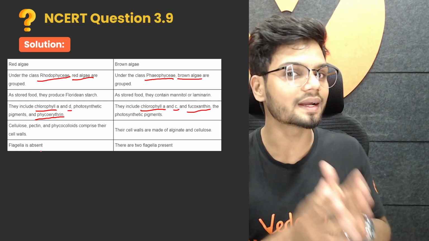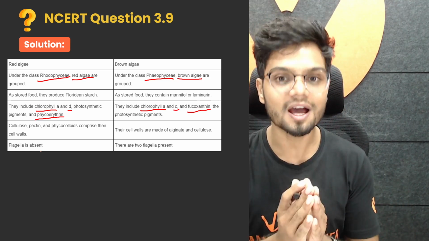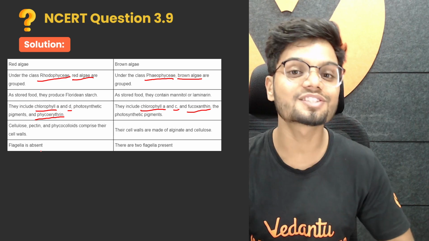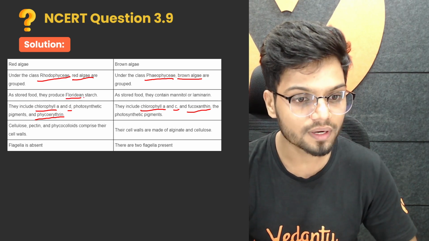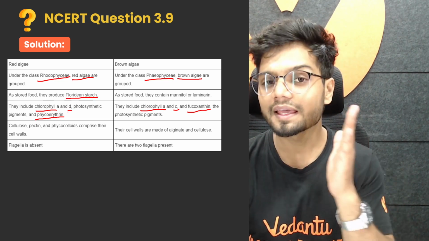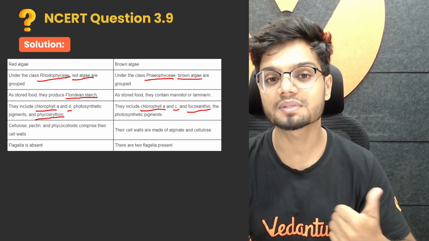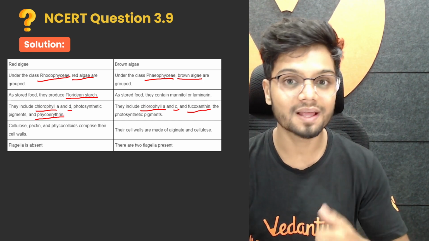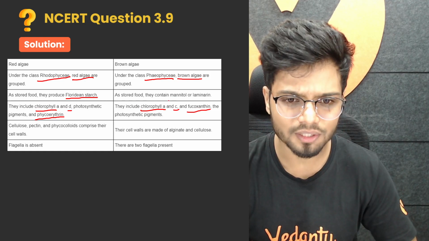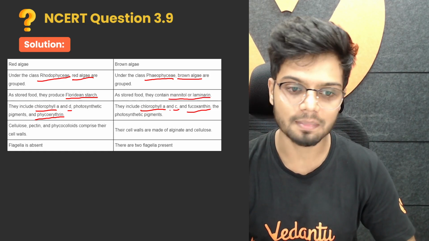Next differentiating feature is the stored food material. In the case of your red algae, it has a special type of starch known as Floridian starch. But in the case of your brown algae, we have something called mannitol as well as laminarin.